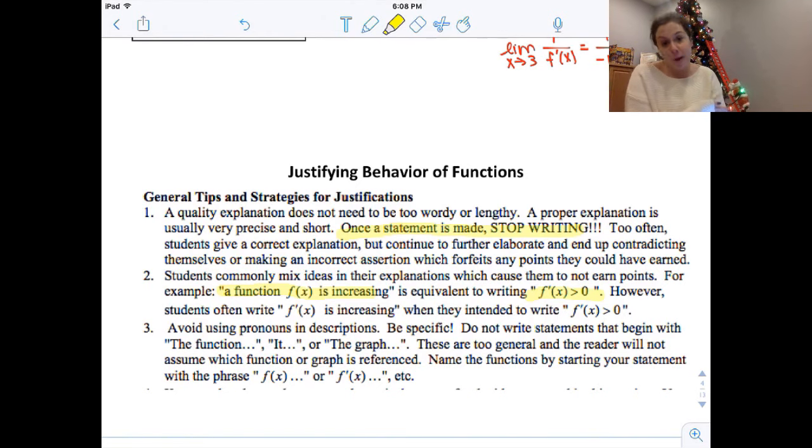And avoid using pronouns. No "it," no "the velocity"; technically that's a replacement for saying v of t in justifying behavior, anything like that. No pronouns, name the function by its name. All right, so let's look at a couple of these. Again, a lot of these you know.